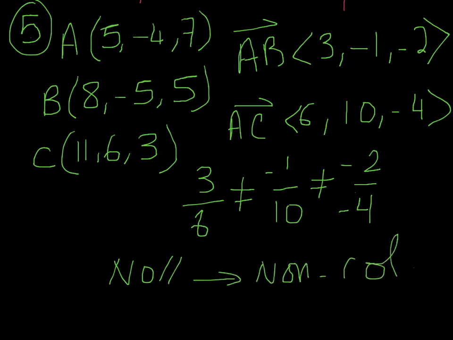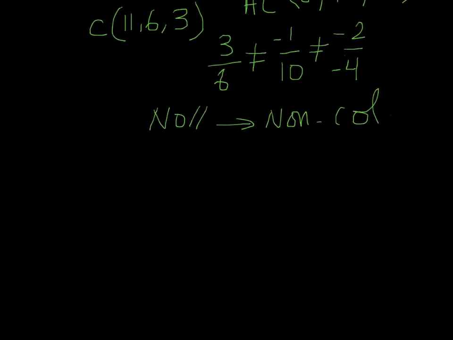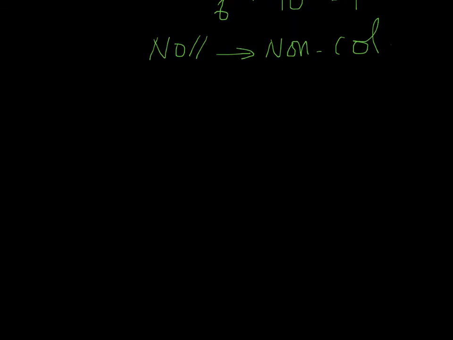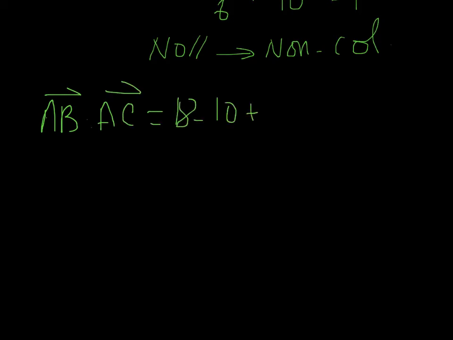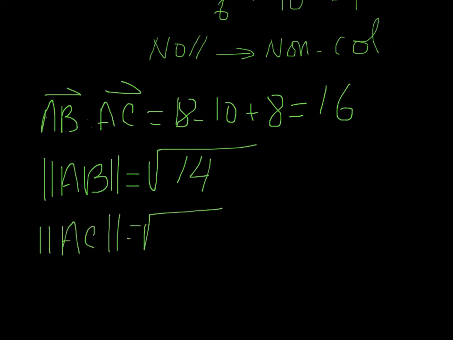Now, because they're non-collinear, I need to find the angle between the two vectors. So to find the angle between the two vectors, here is what I want you to do: the dot product, AB dot AC. The dot product is going to equal 18 minus 10 plus 8, and the dot product is equal to 16. The magnitude of AB is going to give you the square root of 14. The magnitude of AC is going to give you the square root of 152.